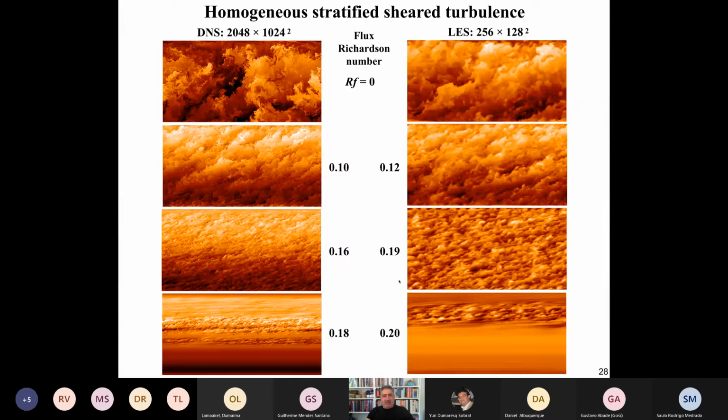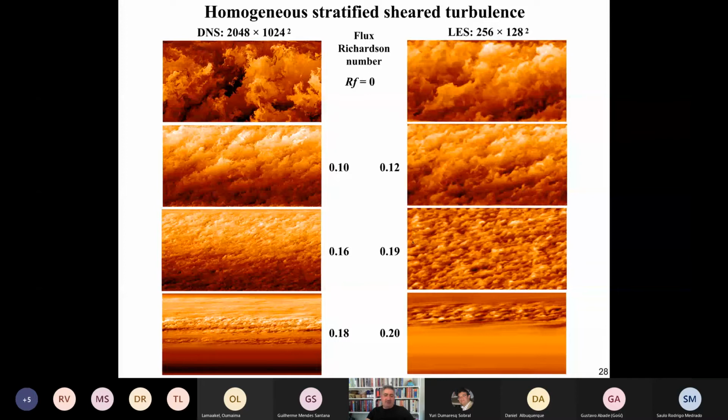We start by running again a fundamental flow, this homogeneous shear stratified turbulence. On the left is DNS, on the right is LES, and you can see that the LES is reacting well to the increase of stratification. Obviously, DNS is 2,000 grid points. The LES is much coarser, but it's very nice because even the LES predicts this collapse of turbulence.